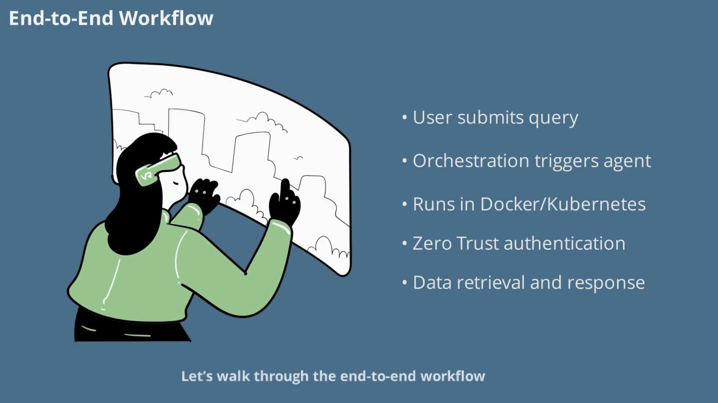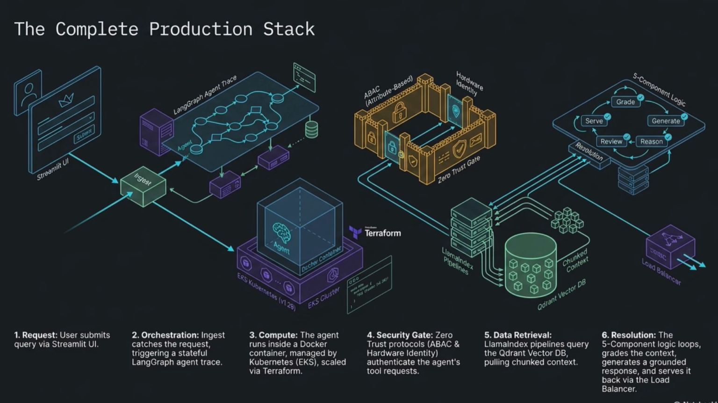Let's walk through the end-to-end workflow. The user submits a query via Streamlit UI. Orchestration triggers a LangGraph agent trace. The agent runs in a Docker container managed by Kubernetes, and Zero Trust protocols authenticate tool requests. LlamaIndex retrieves data, and the agent loop generates a grounded response served back through the load balancer.